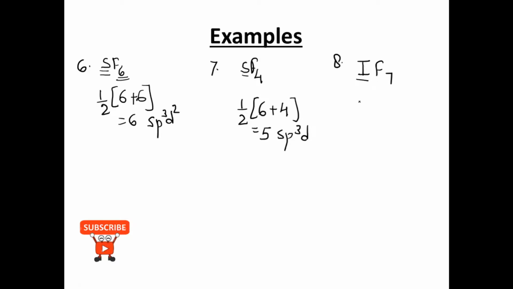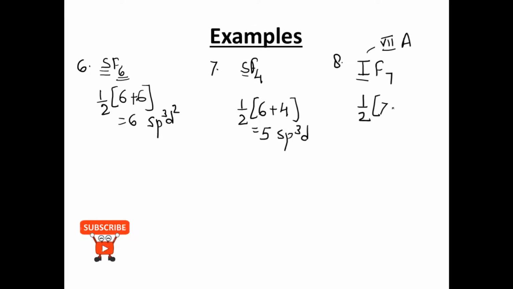Now next example, IF7. Iodine is the central atom. Half. Iodine is in the 17th group, or you can say 7A group. So in the periodic table, it is in the 17th group or 7A group, and the group number tells you the number of electrons in the valence shell. If you do not remember the atomic number of iodine, you can just check in which group it lies. The group number tells you the valence electrons.